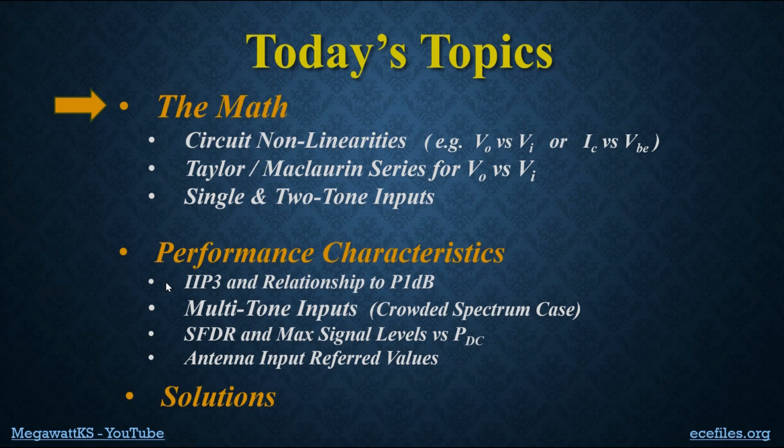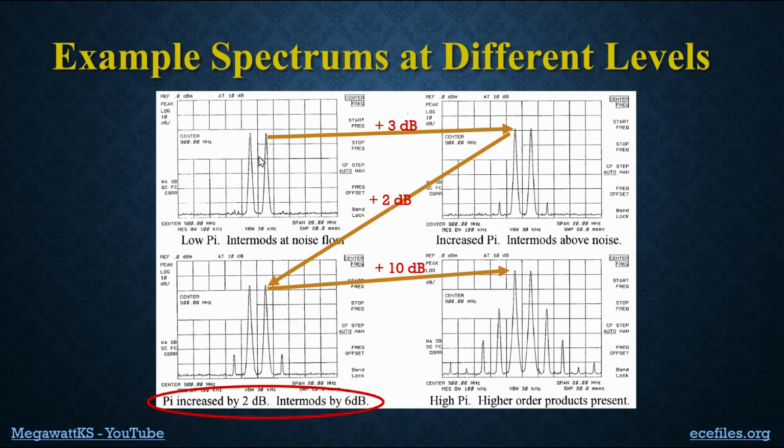Okay, so now we're ready to talk about intercept point 3rd order, IP3. Now remember this set of graphs. As we increased the input signal level, the outputs went up and they tracked the input dB for dB. But at a certain point, intermods started to come out of the floor, and then they started to go up 3 times faster than the outputs. So when we increased the input by 2 dB, the intermods went up by 6, and so forth.